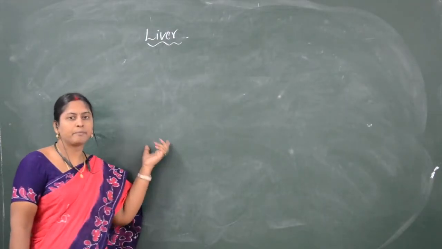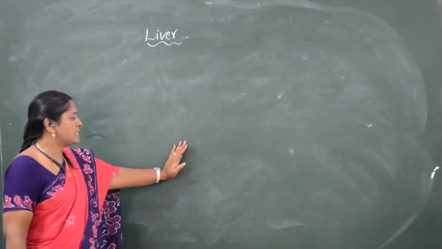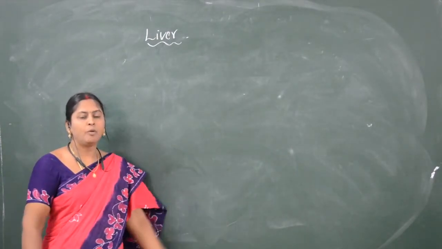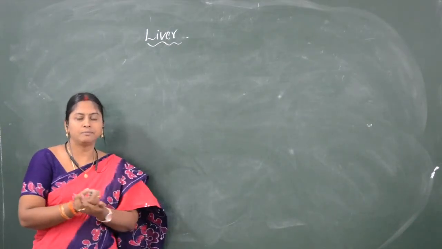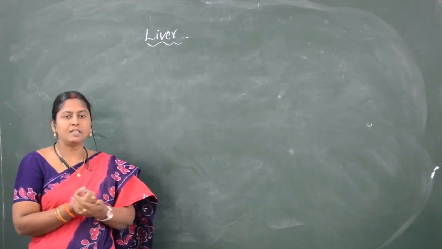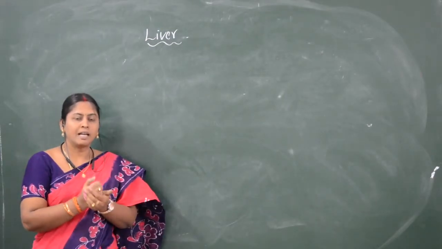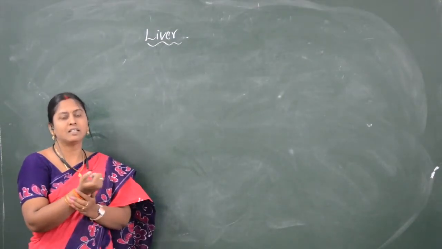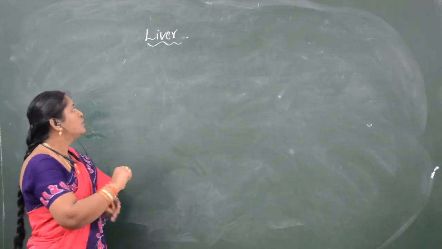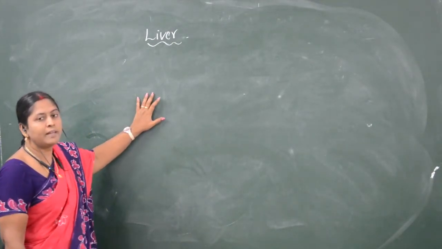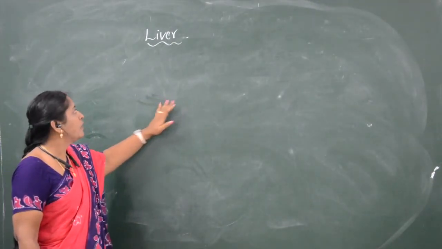Good morning, children. Till yesterday we have completed how many kinds of salivary glands are there, where they are present, and their location, and we have also seen the gastric glands as well as intestinal glands. So today we will see about liver and pancreas.